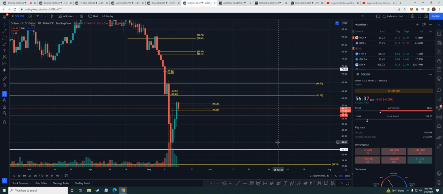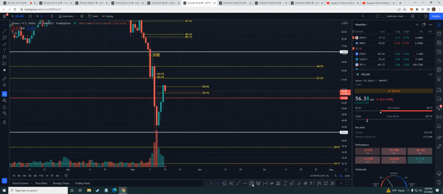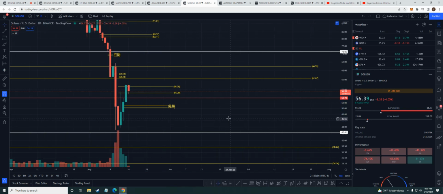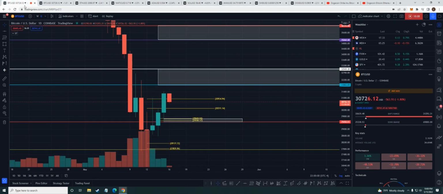Let's see if the 55 holds up to the downside. If not, what can we see? We had a high here, a low here. If not, then I'd be looking at the 50.96 to 50.39. How much time do I have?